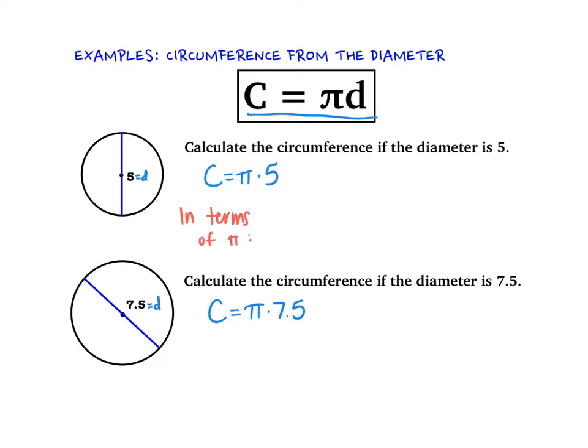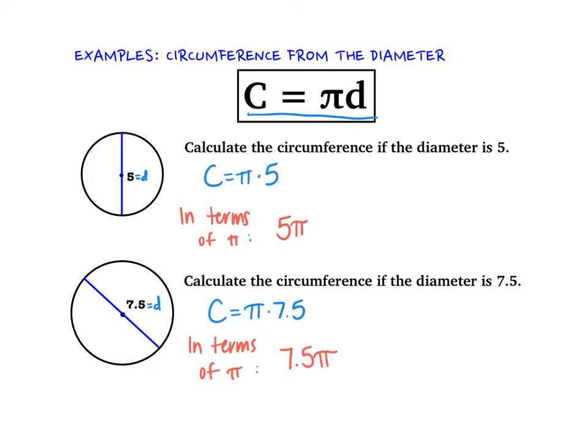So in terms of pi is really nice if you don't have a calculator or you want to avoid the really long decimal that working with pi is going to give you. And all you do is switch the order around and write the number first. So instead of pi times 5, in math we write the number first. So my answer here would be 5 pi. So for the second example, again, leaving it in what's called in terms of pi, my answer would be 7.5 pi.